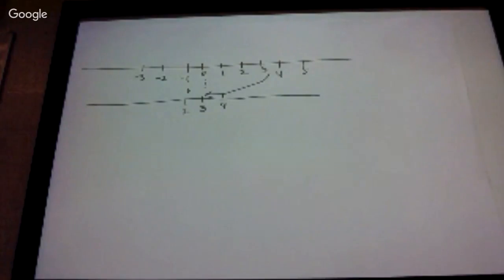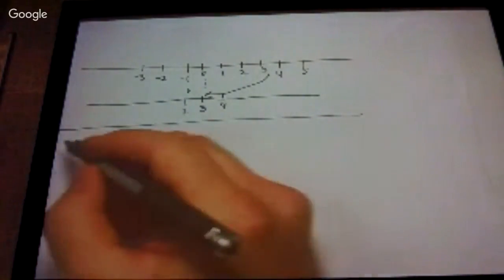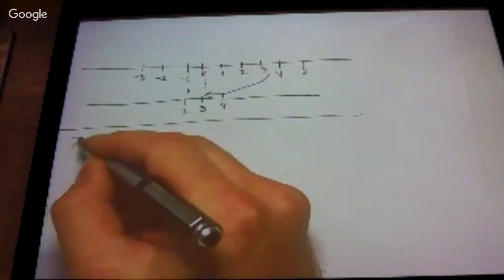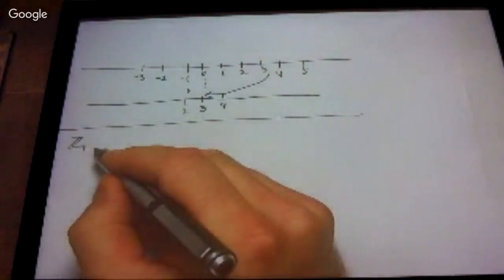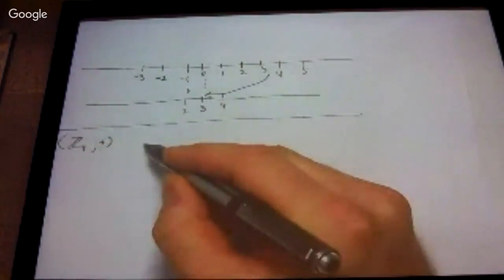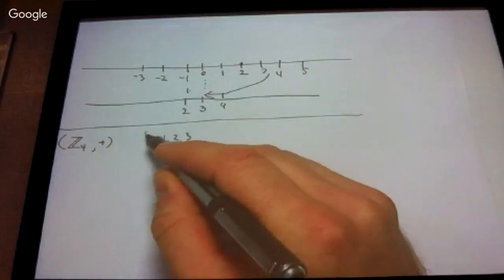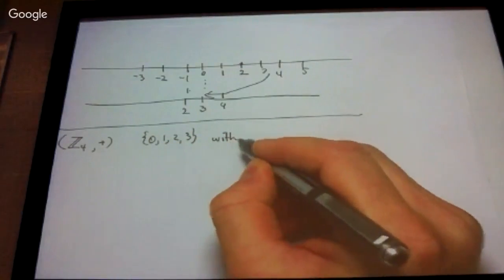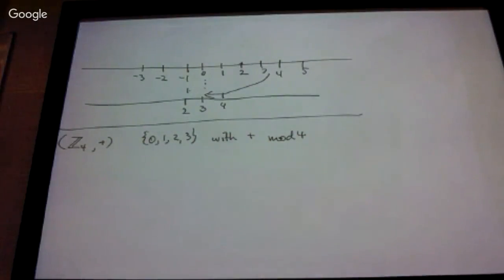So for example, you had this Z4. Okay, so this is with addition. So this was 0, 1, 2, and 3 with addition modulo 4. Did you do this with Killian? Yes. Excellent.